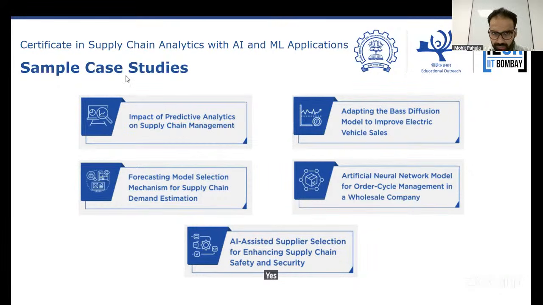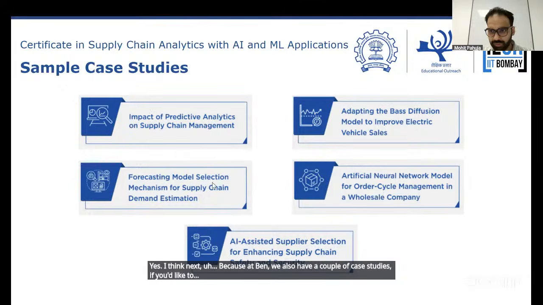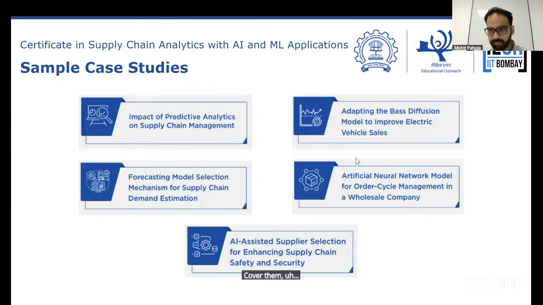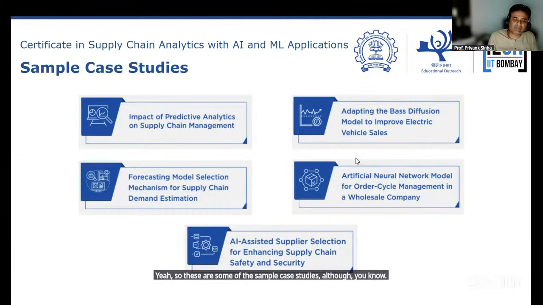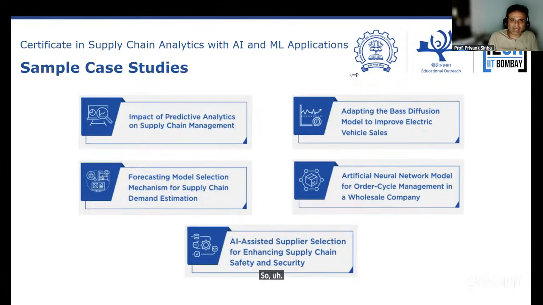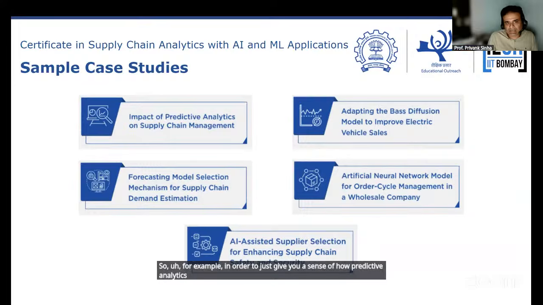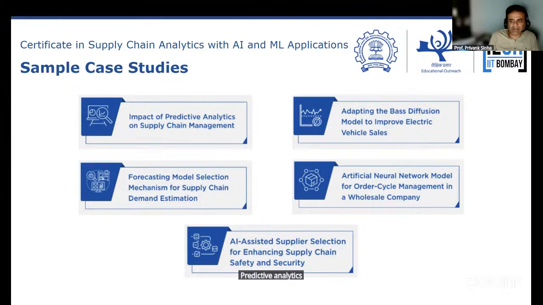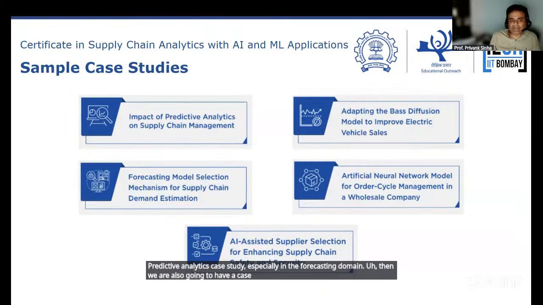These are some of the sample case studies, although I might include some more case studies also. For example, in order to give you a sense of how predictive analytics is used in the supply chain, we are going to have a predictive analytics case study, especially in the forecasting domain. Then we are also going to have a case study on the application of the Bass diffusion model to improve electric vehicle sales.